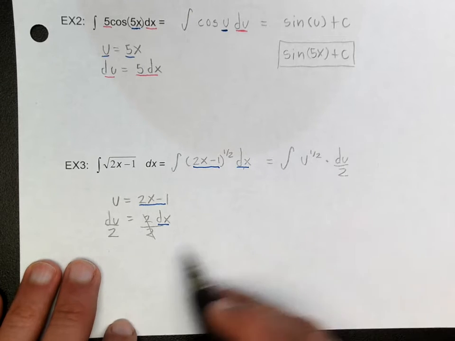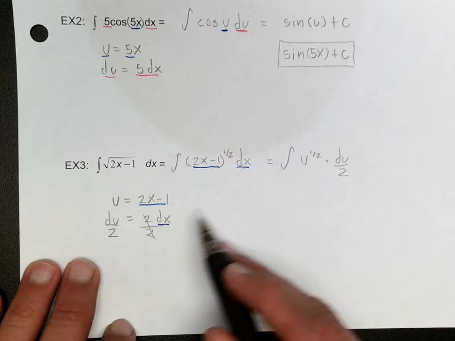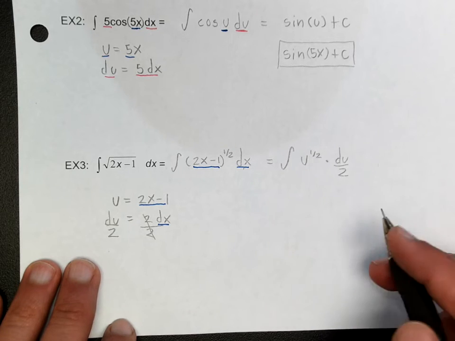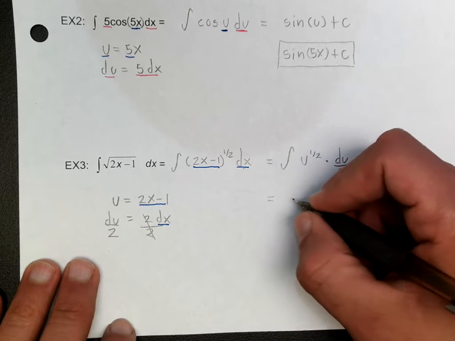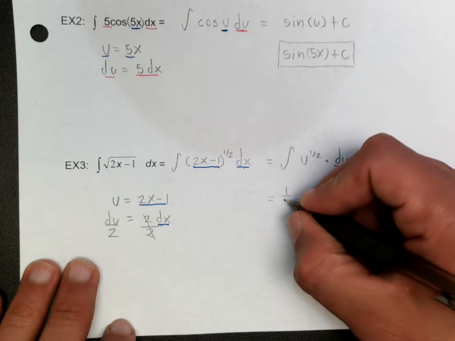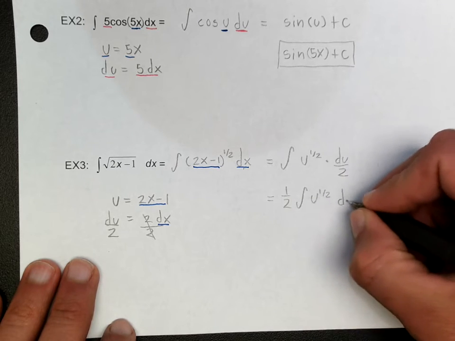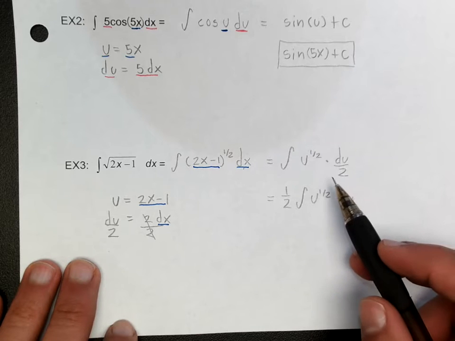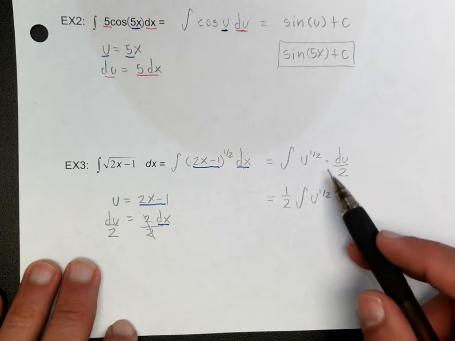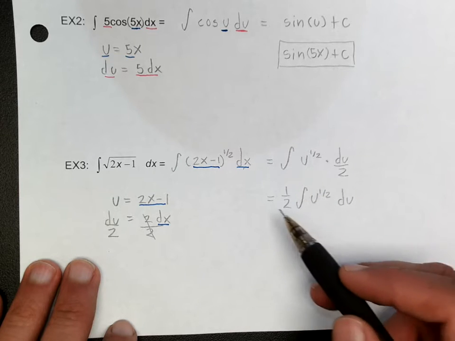Right, that du over 2 came from here. See how dx is equal to du over 2? So I replaced that dx with du over 2. Alright, just to simplify that a little bit further, I'm going to write this as 1/2 integral of u to the 1/2 du. All I've done right now is get this constant out of the integral. So that's what I've done so far.